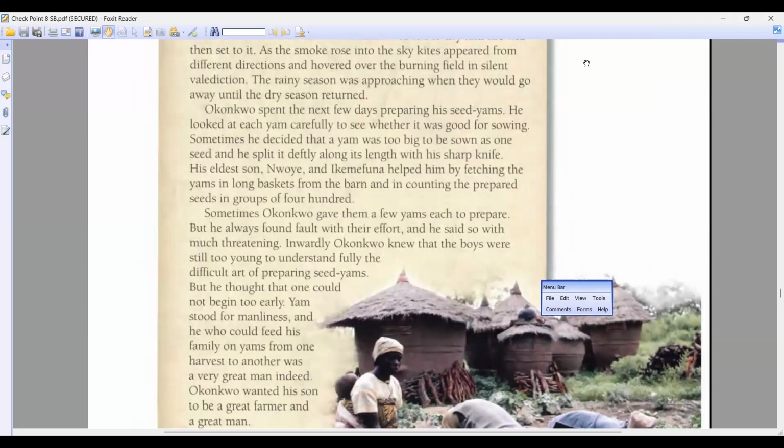Yam should be planted in dry soil before the rains come. I think it's true. Number 5 is true. Wrong. Oh, yes, I think it must be false. Why? Yams should be planted in dry soil before the rains come.